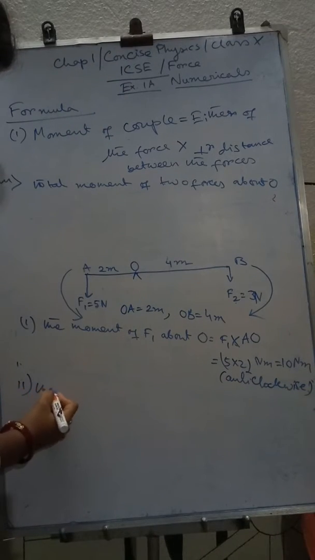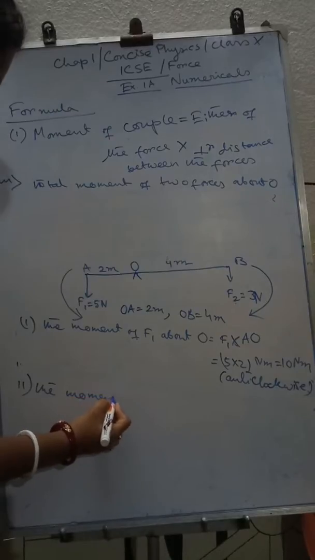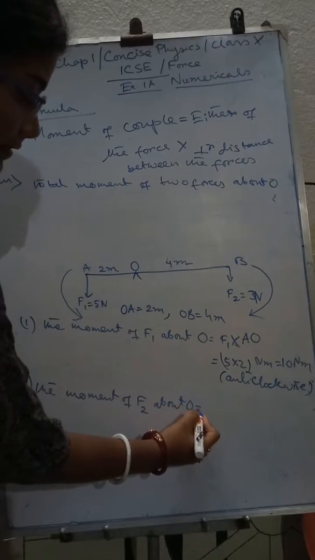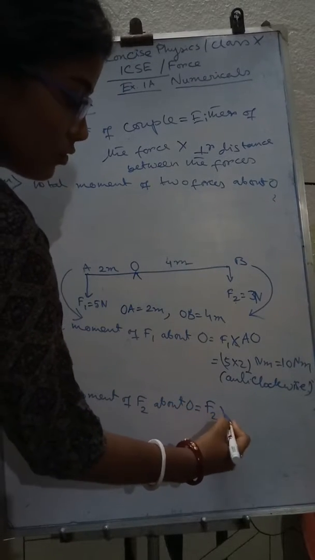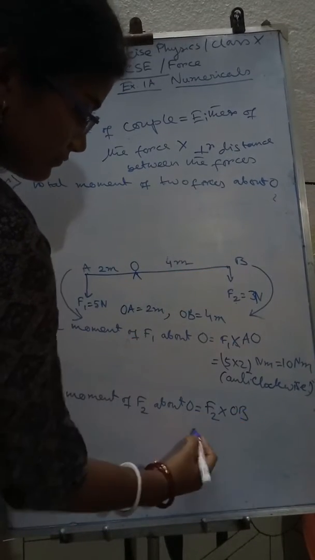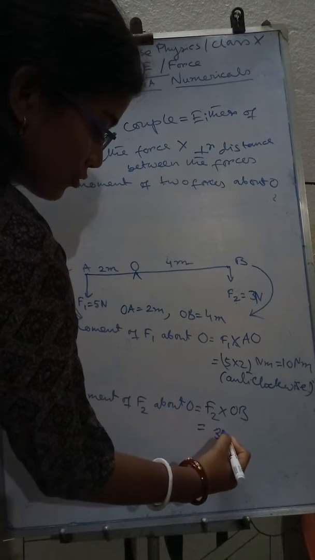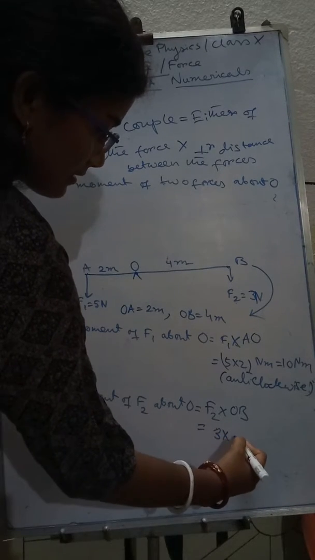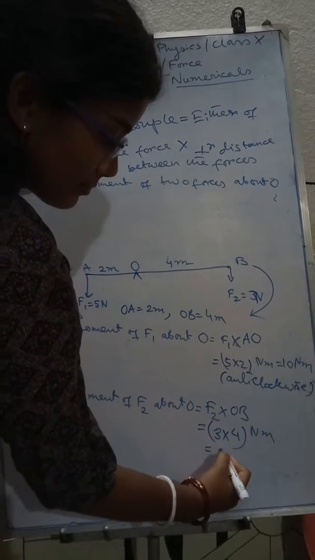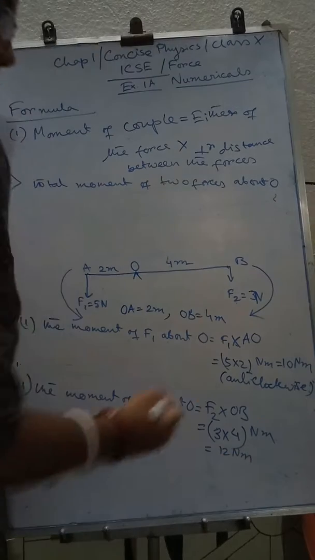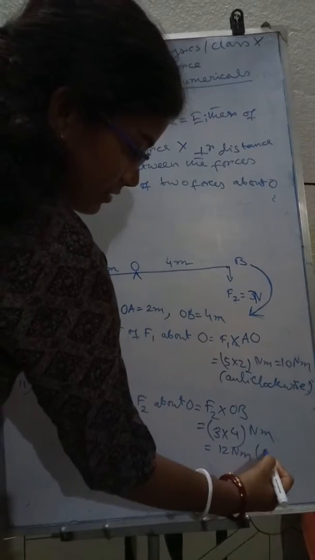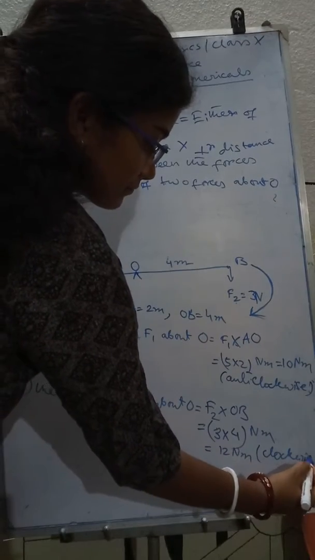Number 2, the moment of force F2 about O, and that will be equal to F2 multiplied by OB. Here F2 is 3 Newton and the distance OB is 4 meter. So the moment will be 3 multiplied by 4 Newton meter. And here the direction will be this. That means clockwise.